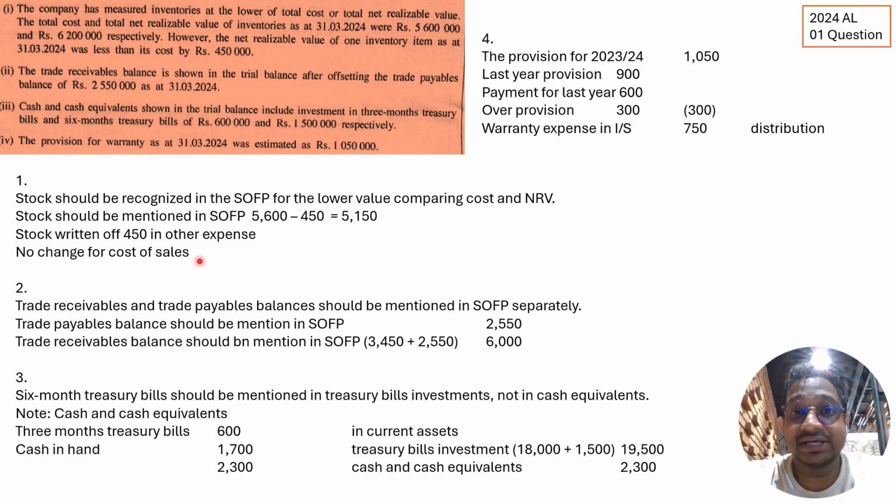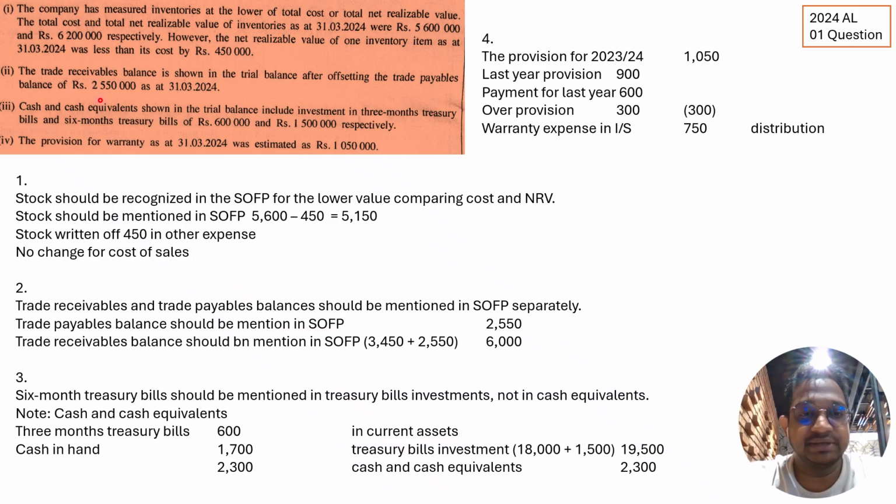And there is nothing changed for your cost of sales, because you have already found the cost of sales in the trial balance. When you're finding the cost of sales, you are considering the cost of the stock, the inventory. So there's nothing to change in cost of sales, right?